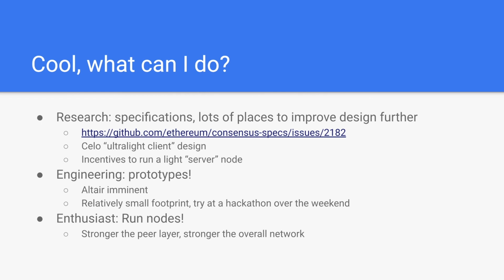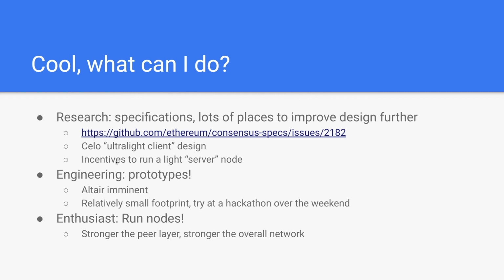So hopefully that piqued your interest. You're like, cool, I want to get involved. What can I do? And there's a ton. On the research side, there's plenty of specifications and work we can do to improve things there. There's an issue even on the specs repo you can check out. There's this pretty cool design with Celo called the ultralight client, where basically you make a SNARK for those light client committee jumps. So that's worth looking into.